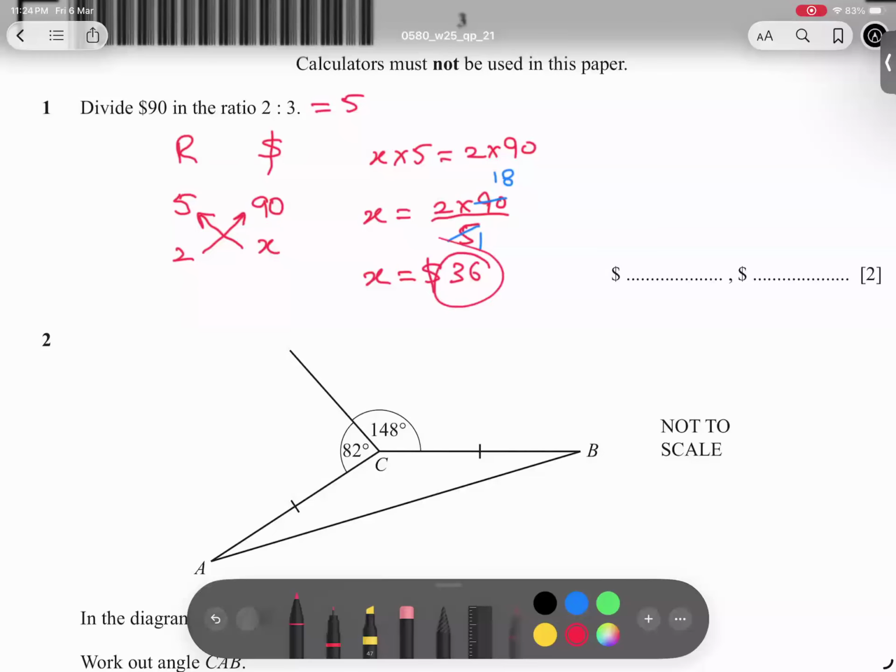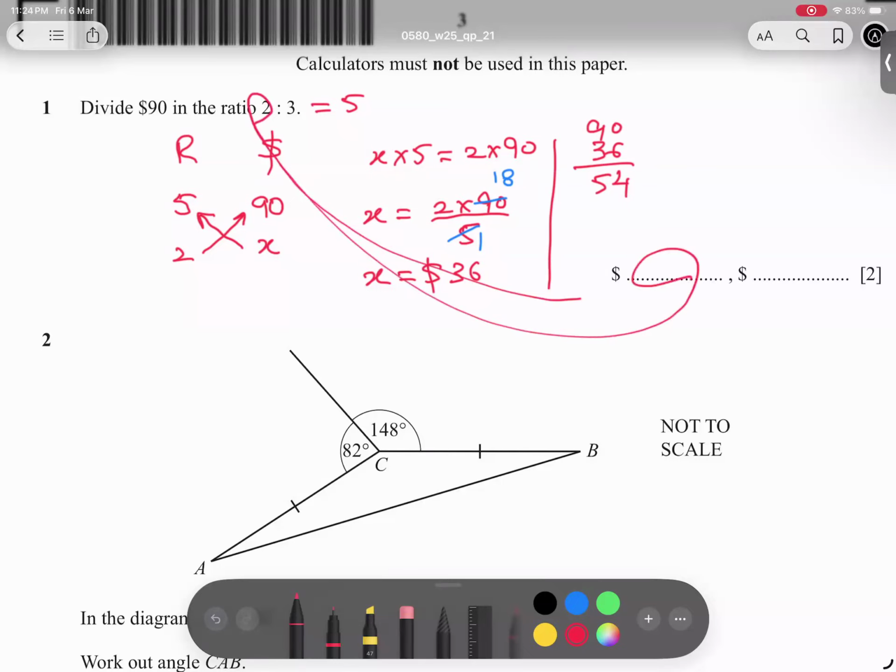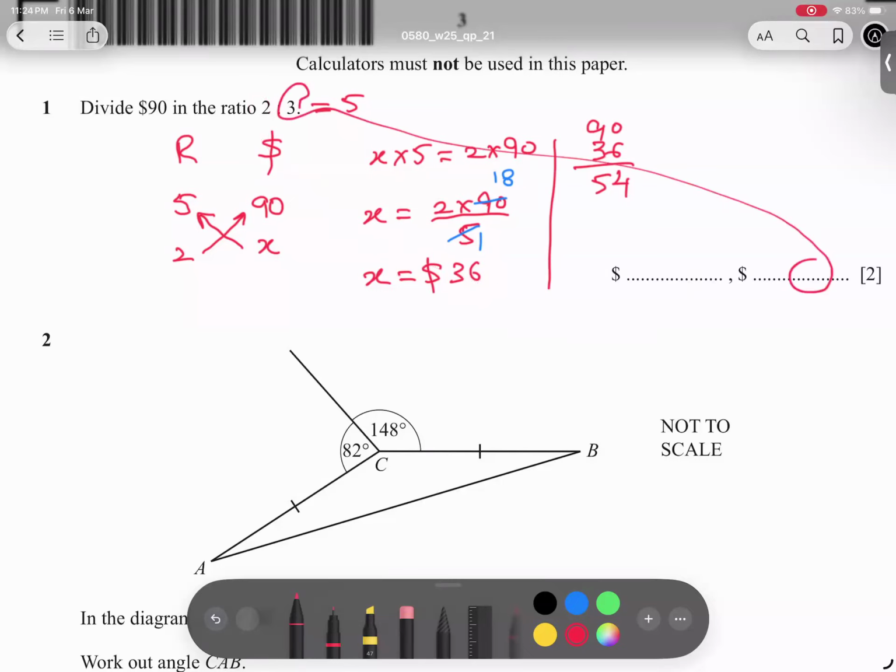and for the second, you subtract from 90. So the second amount we can find from 90 subtract 36. We got 54. So we got two amounts, 54 and 36. But sometimes, because he wrote 2 before, we must write the small amount before, 3 later, so the bigger amount later. So $36, $54.